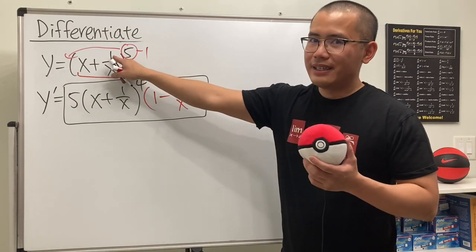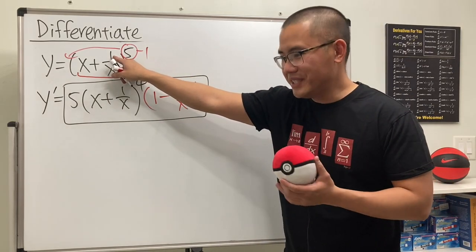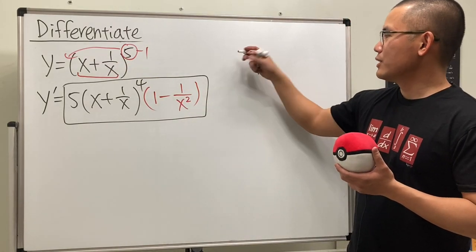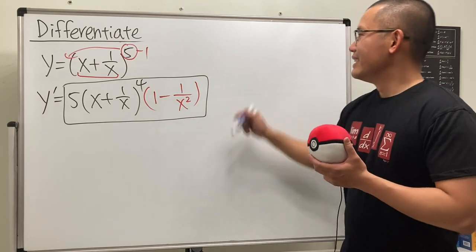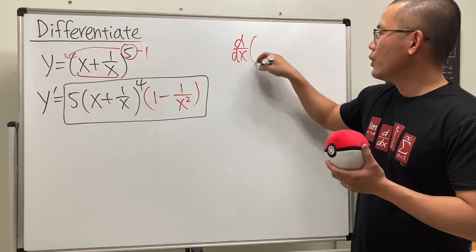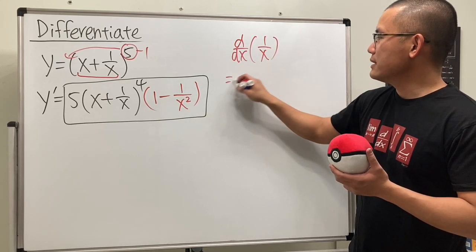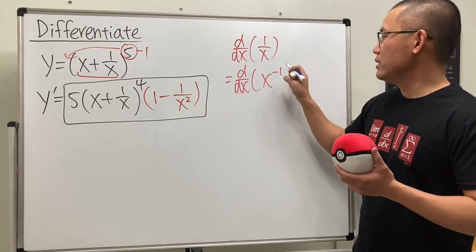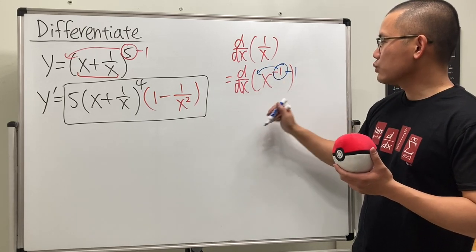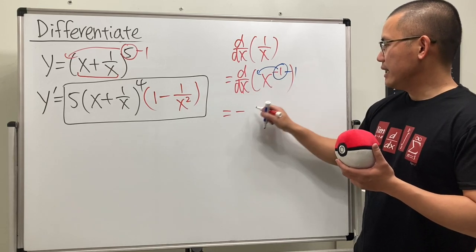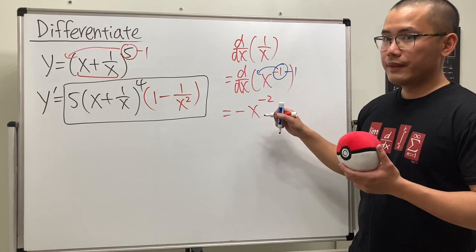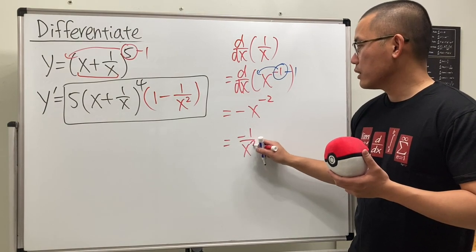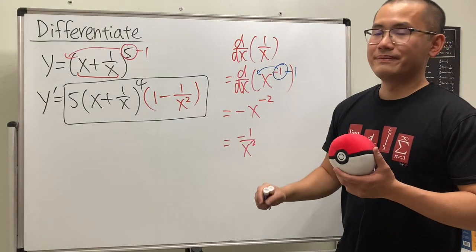And I will say, you should remember the derivative for 1/x, because it's really common. So let me just remind you guys how we can do it. When we differentiate 1/x, this is the same as differentiating x to the negative 1 power. And then we do the power rule. Bring this to the front and minus 1, so we get negative, and then x to the negative 2. And then we can bring this down to the denominator, so we get negative 1 over x squared. So that's how we get this right here.